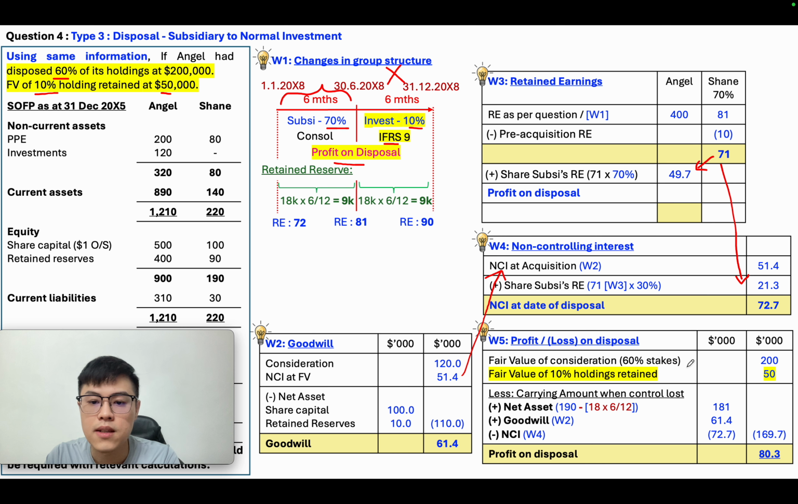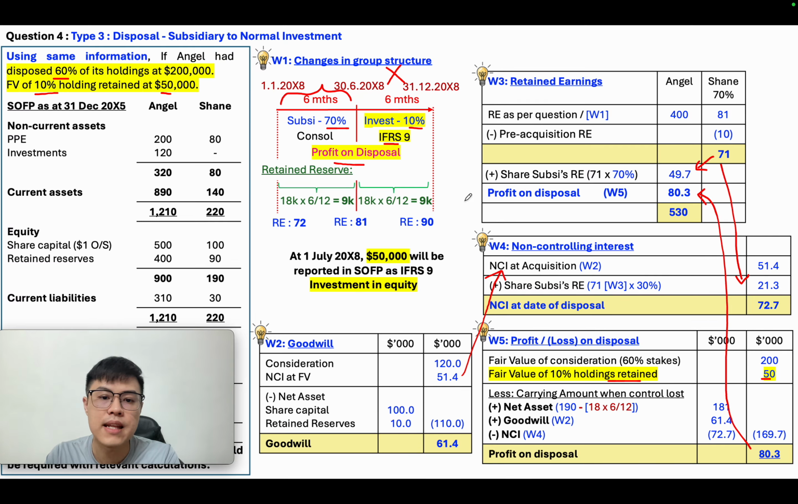So do the same things. You use the fair value of consideration, 60% stake you transfer, 200. 10% retain as your IFRS 9 investment. You minus your carrying amount where your net asset, goodwill and NCI, like what I've explained in scenario number 1. You get your profit, profit will transfer to your retained earning, and that will be your group retained earning. So can you see, whenever there is a disposal of subsidiary where we need to recognize profit or loss, the method is exactly the same. So when you study one method, you already know how to deal with this subsidiary to normal investment.